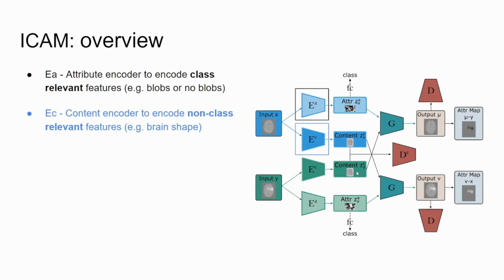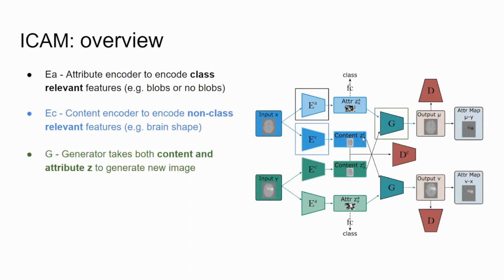These are then swapped so that we can achieve translation, and the swapped content and attribute spaces are passed to the generator, thus generating an output which has the same content but a different class. So in this case, you have output Y_hat, which takes in class 0 but the content of Y, and thus we can create an attribute map, which is the difference between Y_hat and Y, which have the same content, and therefore we can generate these specific differences between the inputs.